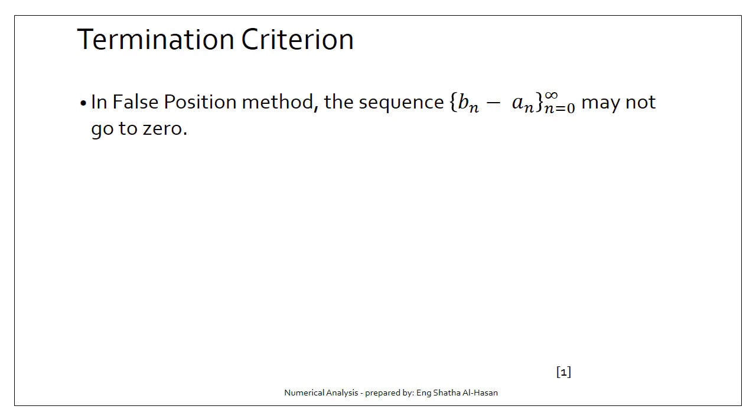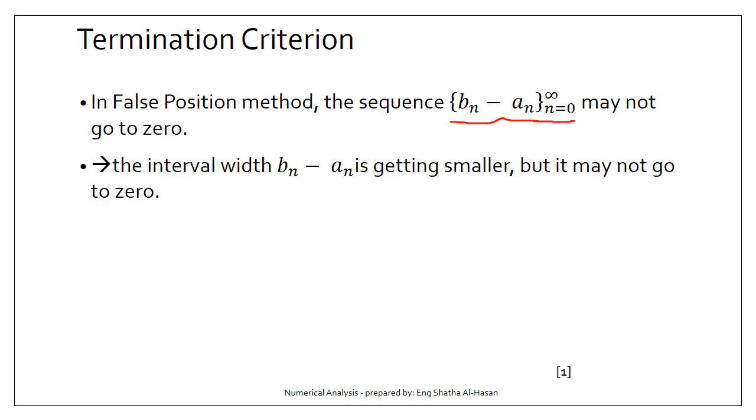Termination criterion: when to stop the iterations. In the false position method, the sequence b of n minus a of n, when n goes from 0 to infinity, may not go to 0. This means that the interval width b of n minus a of n is getting smaller, but it may not go to zero, unlike the bisection method. In the bisection method we divide the interval by 2 each time, so the interval will certainly shrink. Eventually we reach a stage where the width, the difference between A and B of the interval, is less than delta, so we terminate the loop and end the method.